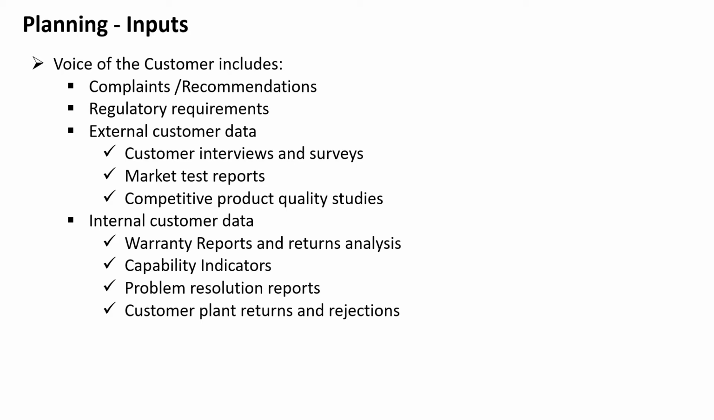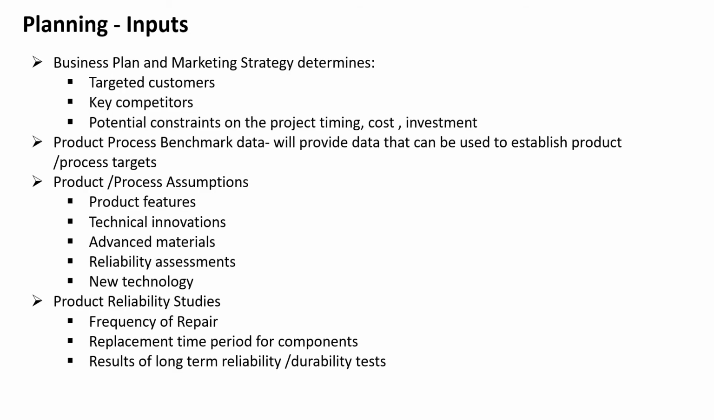So these are all things we need to consider in case you are a supplier to an OEM. So the next things are business plan and marketing strategy, which determine targeted customers, key competitors, and potential constraints on the project timing, cost, and investments. So these are all things. So product process benchmark data will provide data that can be used to establish product or process targets.